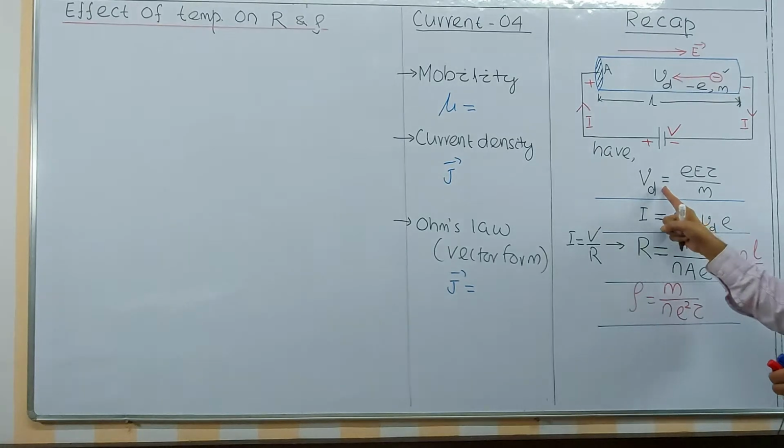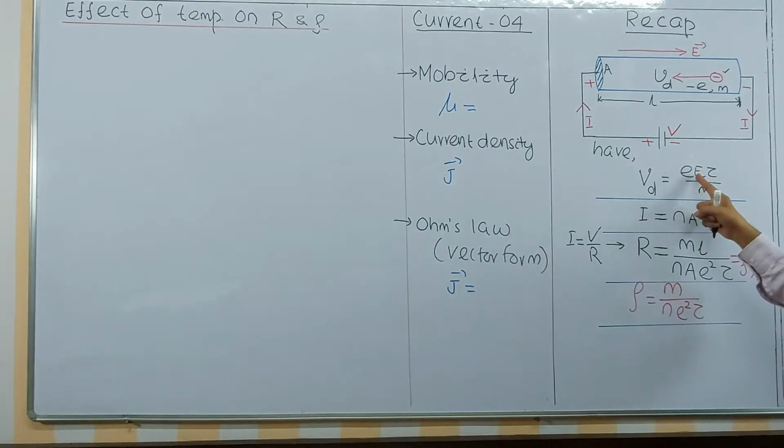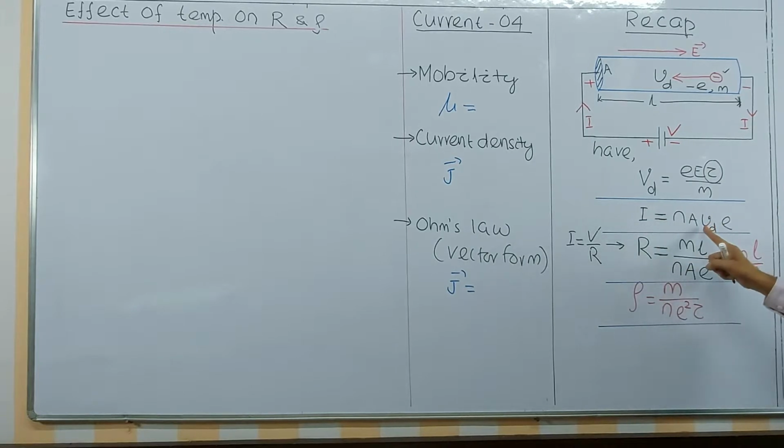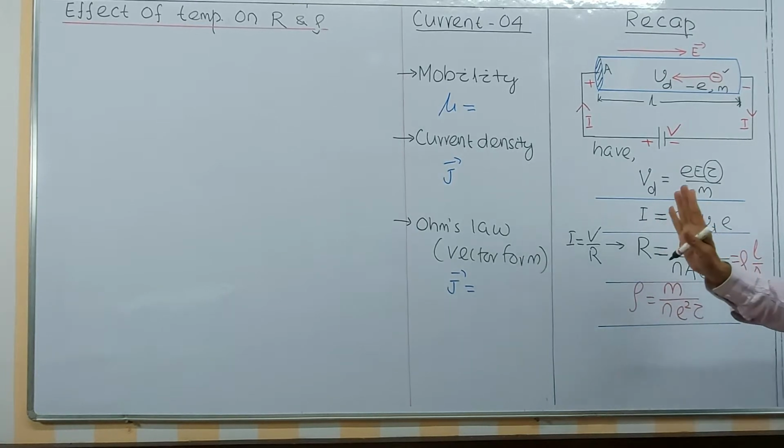Now the drift velocity in magnitude is eEτ/m, where e is the charge of electron, m the mass of electron, E the applied electric field, and τ, the most important part, is called the relaxation time. As a result, current is developed in the circuit. Current is related to drift velocity by I = nAevd. Current is directly proportional to drift velocity. The higher the drifting, the more the current.